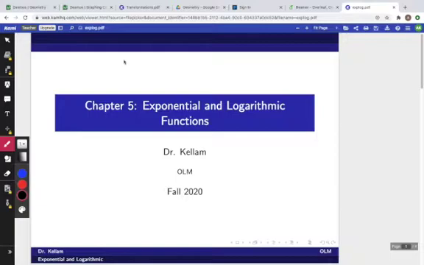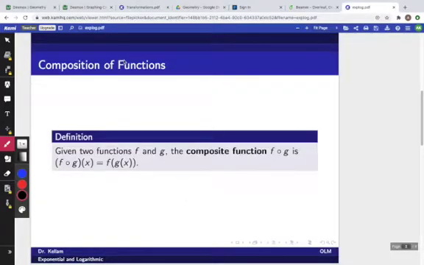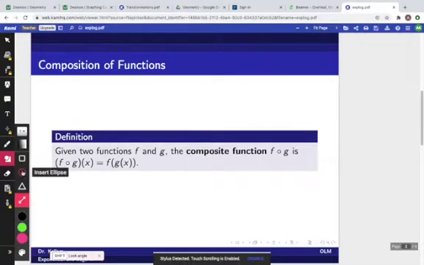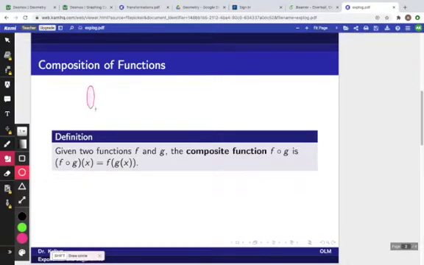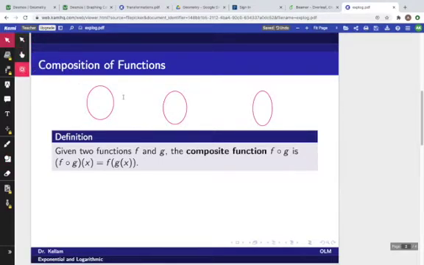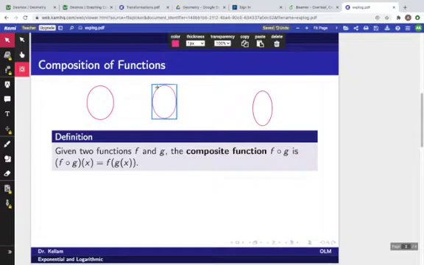So let's start off talking about our composition of functions. So this is the definition of a composition of functions. Now, let's kind of get a picture of what's actually going on. Let's say that we have these three sets. Okay? And these three sets are going to be a couple of things.